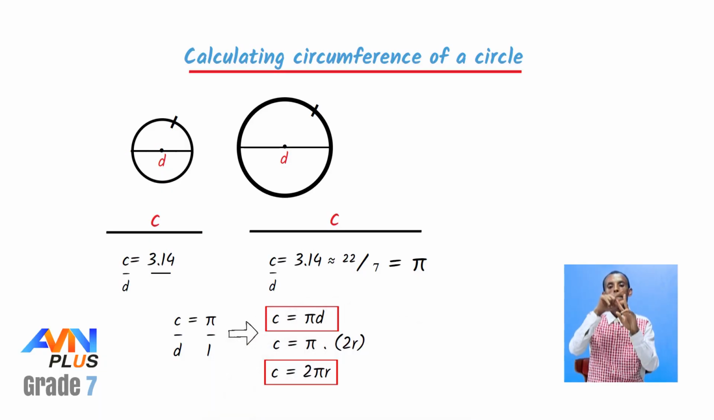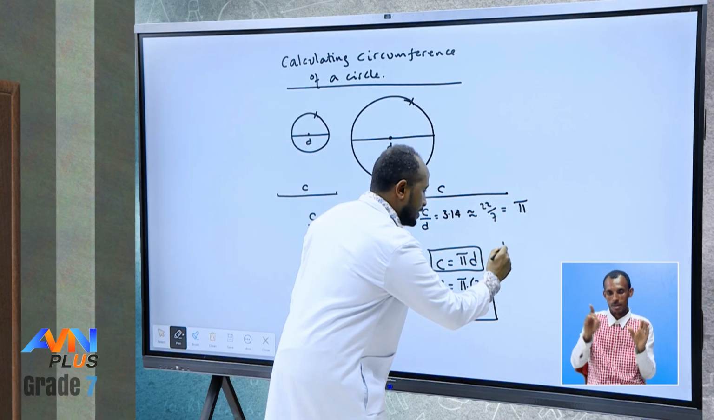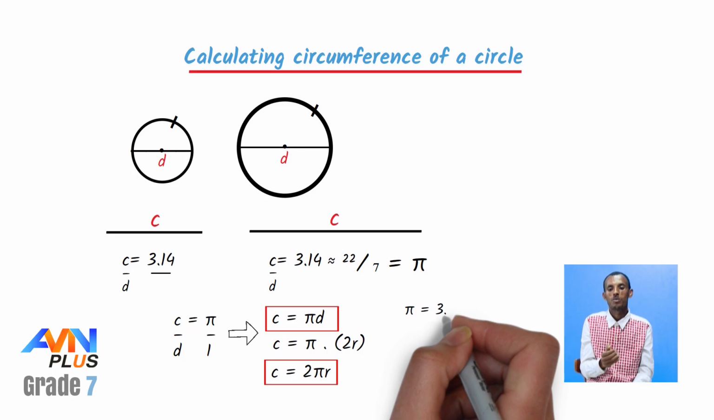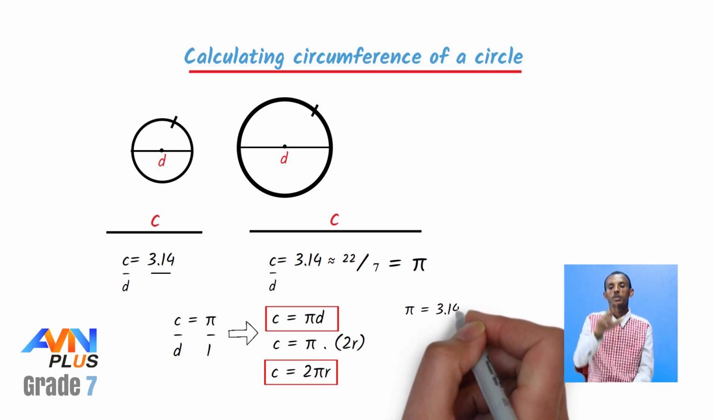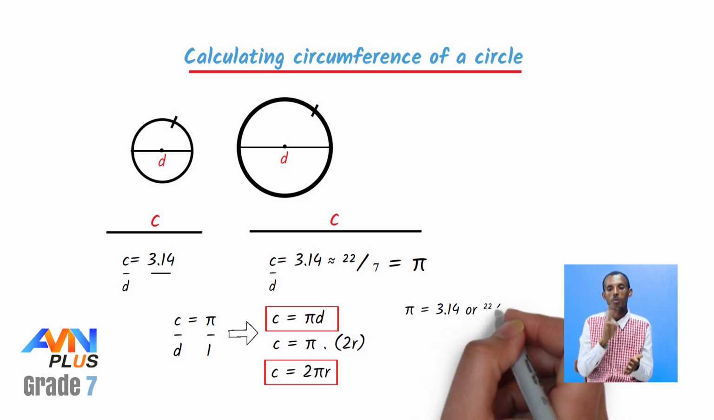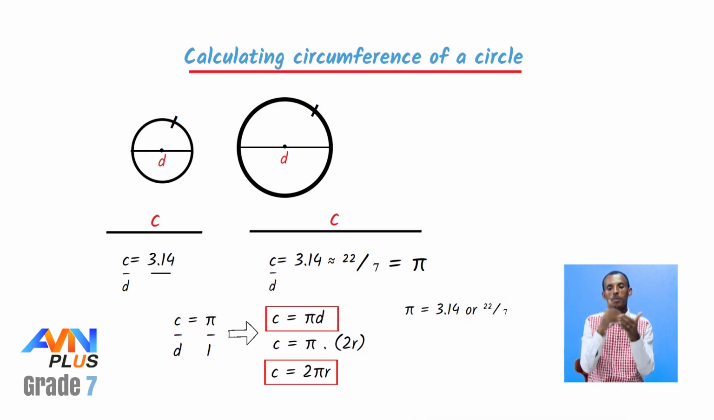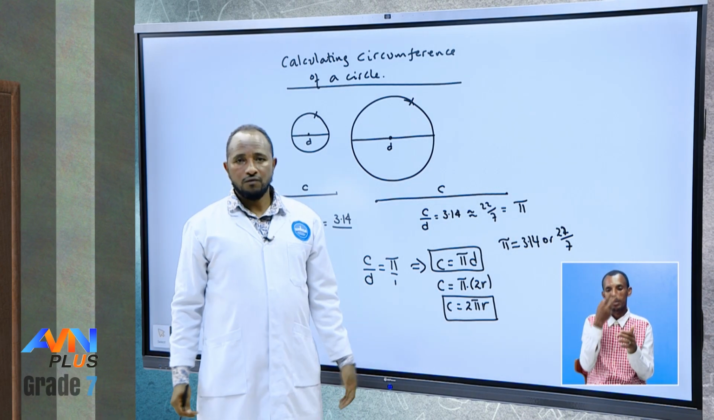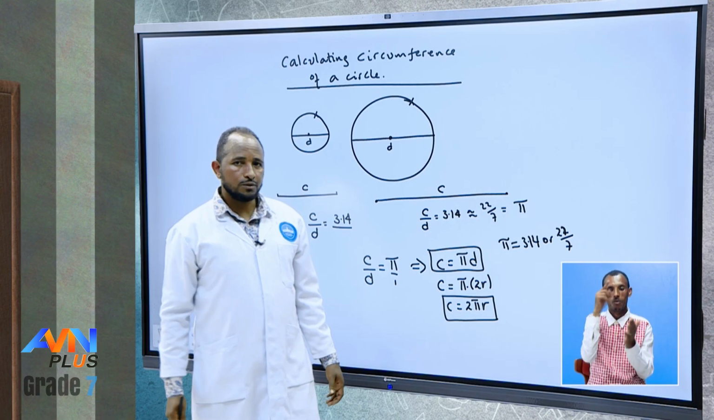and pi is approximately equal to 3.14, or we can use the approximate value of pi to be 22/7 or 3.14. So this is it. Now we'll see examples for this concept. Let's proceed to the example.